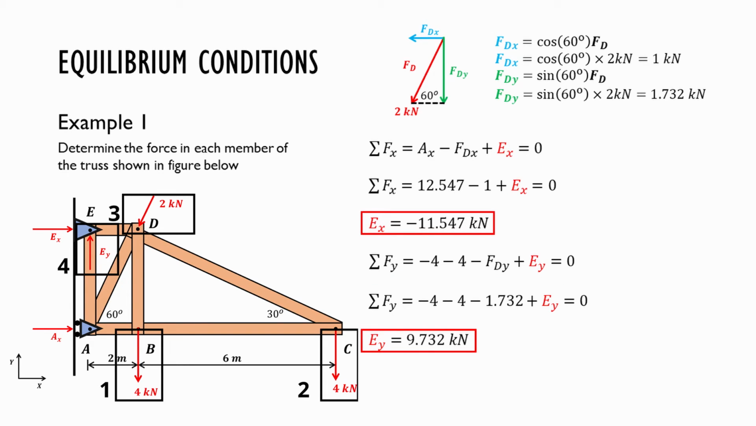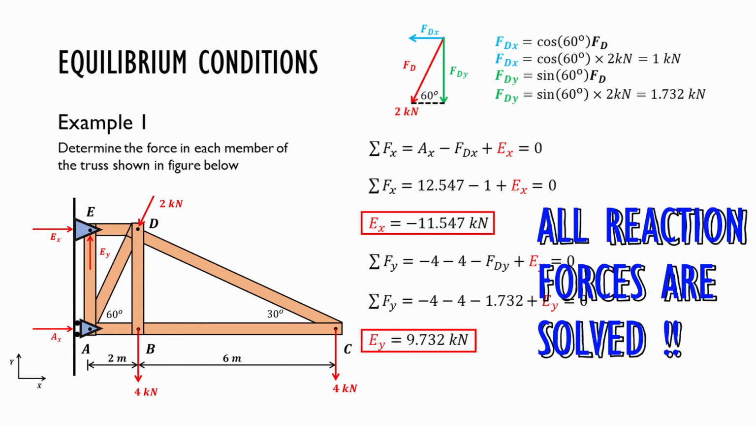We know Fdy is 1.732. So we can solve for Ey as 9.732 kilonewton. Now we solved all unknown reaction forces. Move on to step 3.